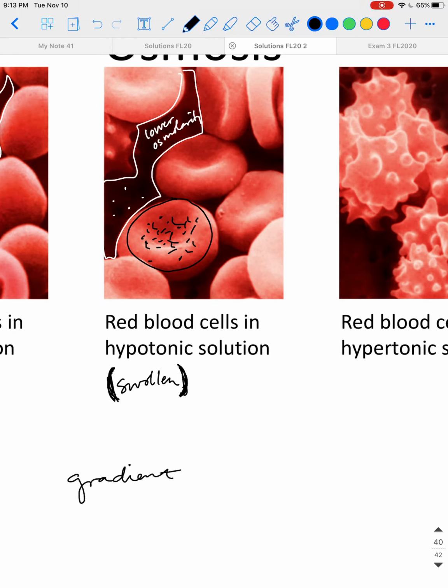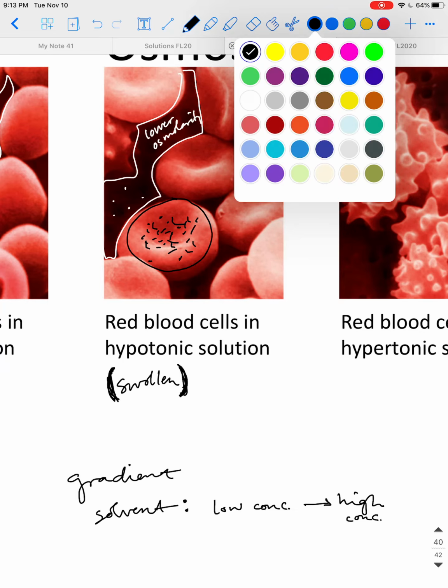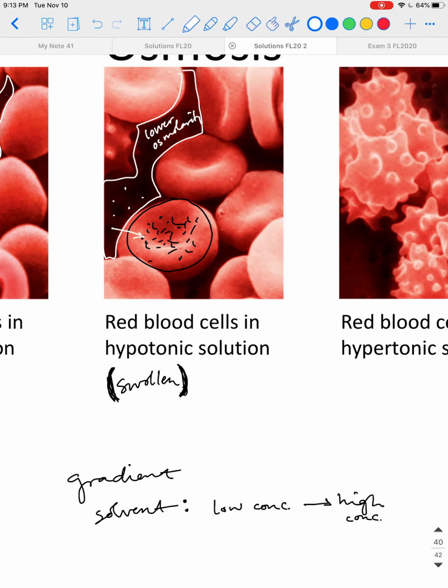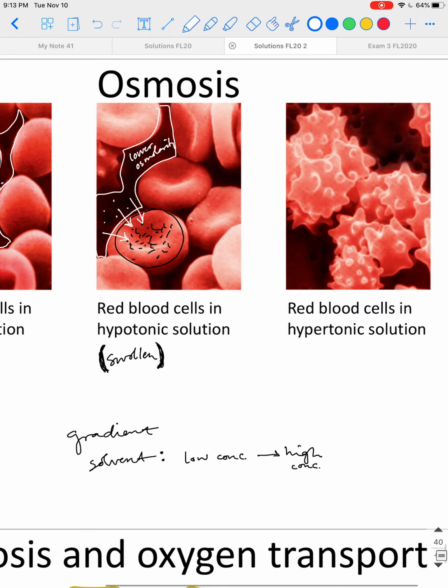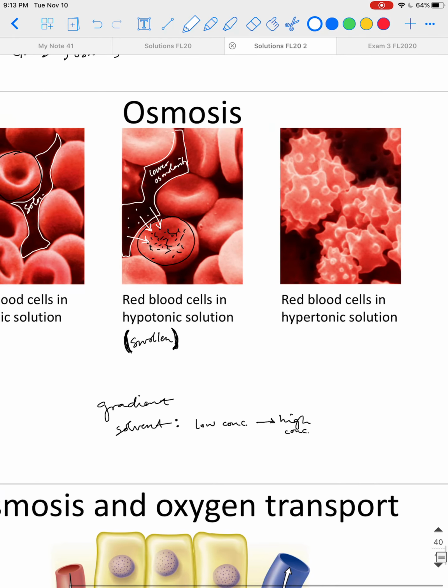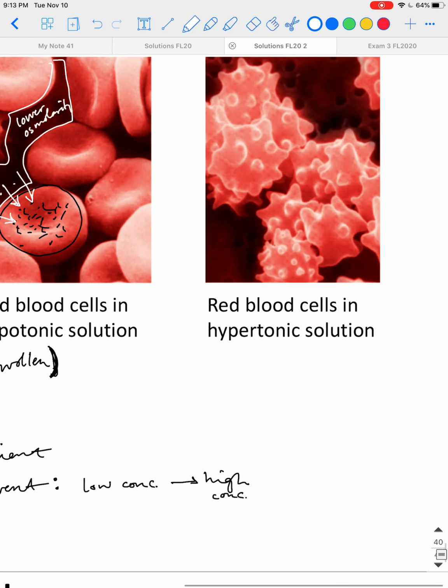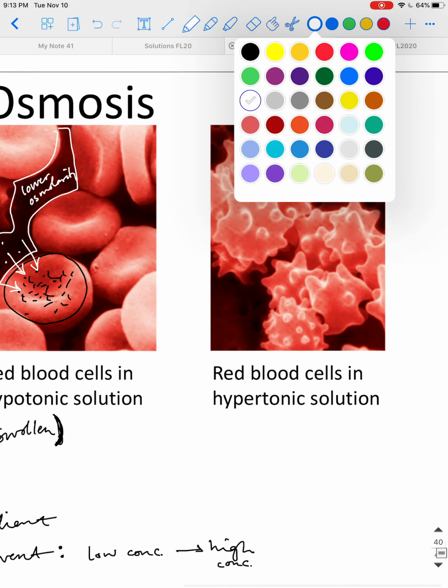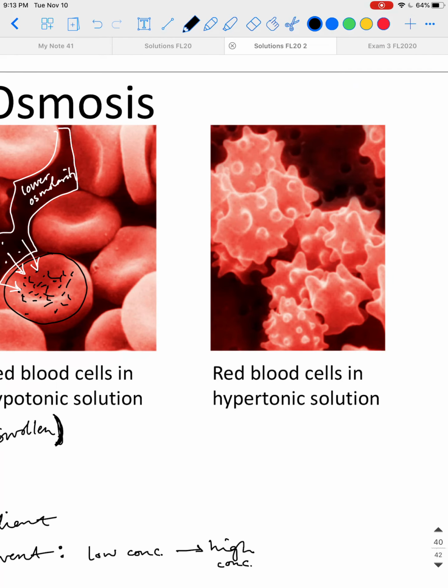And because of that, the solvent, remember, always moves from low concentration to high concentration. So we draw a picture of that. All the solvent is going to rush into the blood cell. And that is what causes it to swell. And if it swells too much, it could burst. So that's bad when red blood cells are in hypotonic solution. It's also bad when red blood cells are in hypertonic solution.